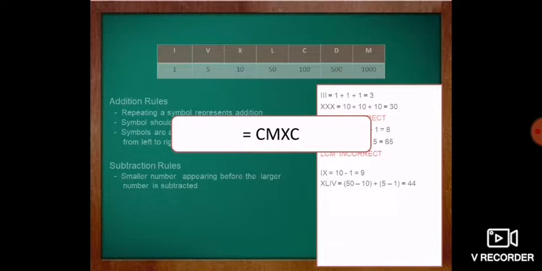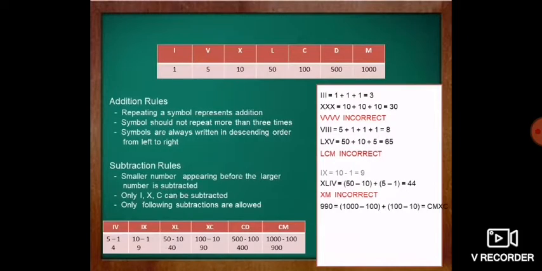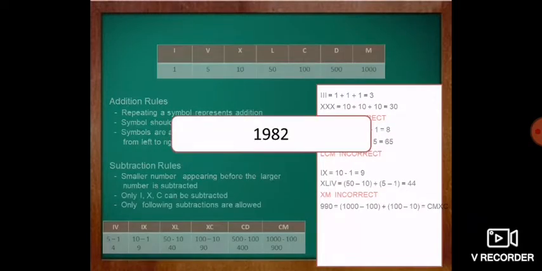Let's take a look at another complex example. 1982. It can be written in the expanded form as 1000 plus 900 plus 80 plus 2. Now 1000 is left as it is. 900 can be written as 1000 minus 100, 80 as 50 plus 10 plus 10 plus 10, and 2 as 1 plus 1. So the answer becomes MCMLXXXII.